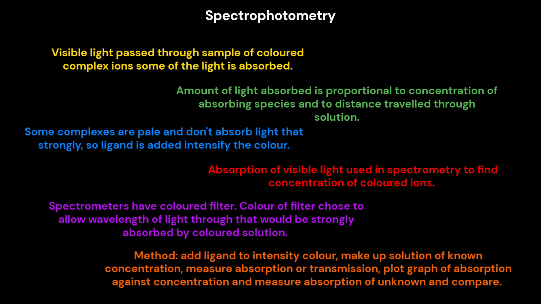Spectrometers have a colored filter. The color of the filter is chosen to allow wavelengths of light through that would be strongly absorbed by the colored solution. Method: add a ligand to intensify the color. Make up solutions of known concentration. Measure absorption or transmission. Plot a graph of absorption against concentration, then measure the absorption of the unknown and compare.